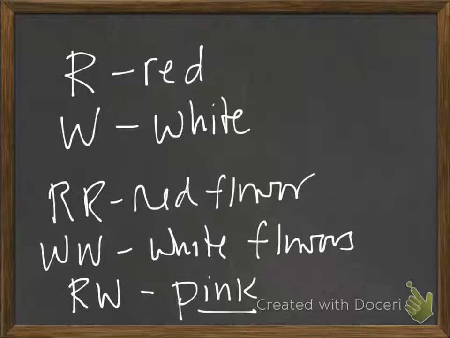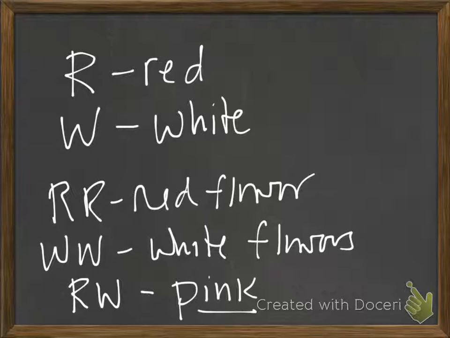So it's an actual blend of the two. Because neither of them is dominant, neither of them can hide the other. So in the codominance, they're both dominant, they both show up. Here, neither of them shows up, and you actually get some third option. Does that make sense?